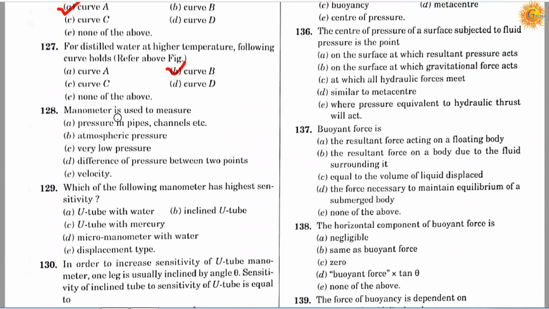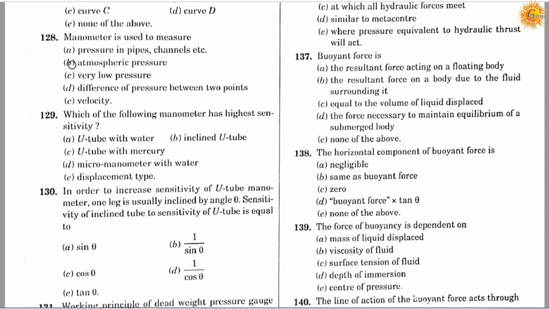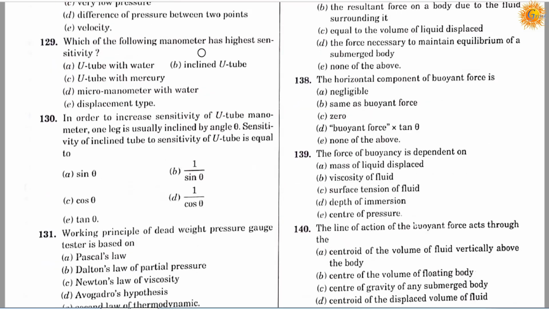So now question number 128. A manometer is used to measure: option A, pressure in pipes and channels etc.; option B, atmospheric pressure; option C, very low pressure; option D, difference of pressure between two points; and option E, velocity. So the correct answer is A, pressure in pipes, channels etc. A manometer is used to measure pressure in pipes and channels.